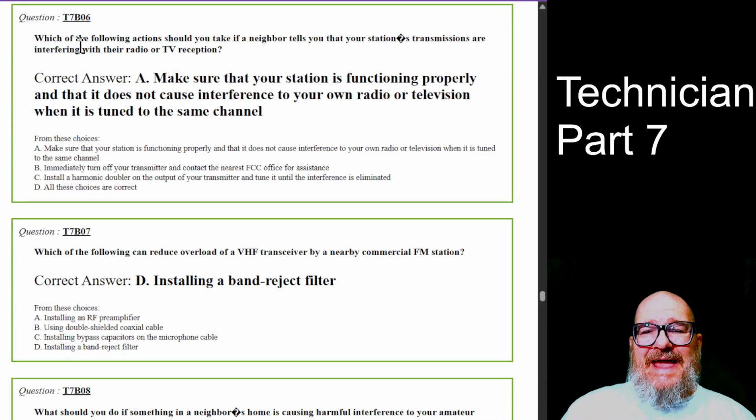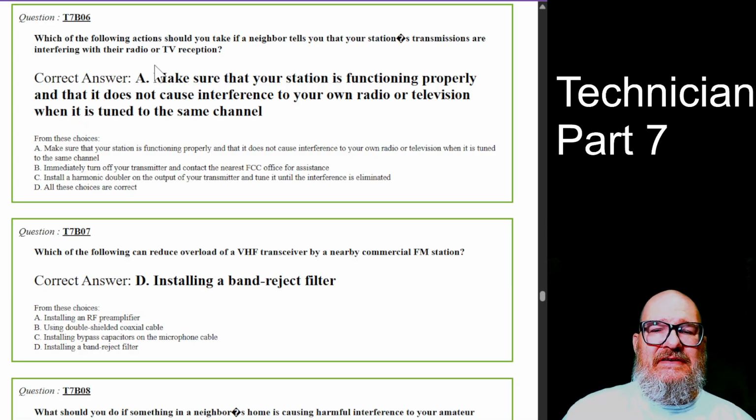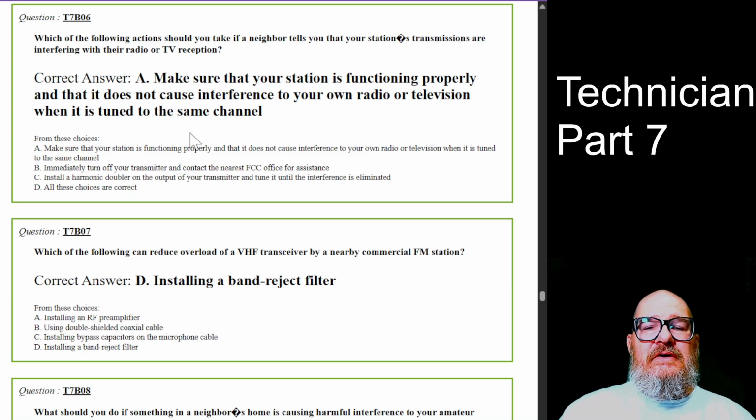Which of the following actions should you take if a neighbor tells you that your station's transmissions are interfering with their radio or TV reception? Make sure that your station is functioning properly and that it does not cause interference to your own radio or television when it is tuned to the same channel. When you get neighbors involved, it gets a little crazy, but you could offer to help and put a filter on either their antenna or their power cord.